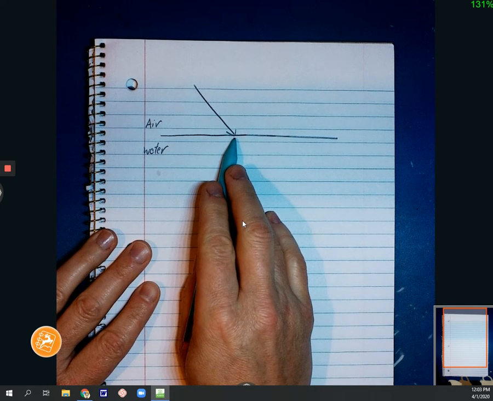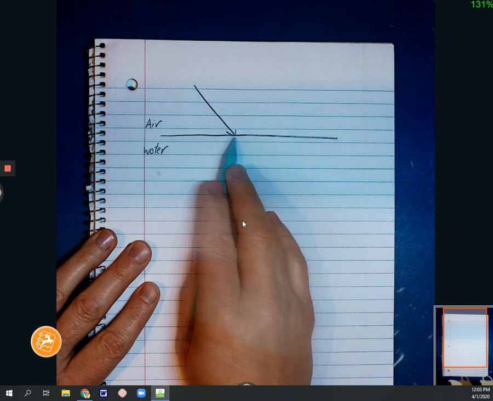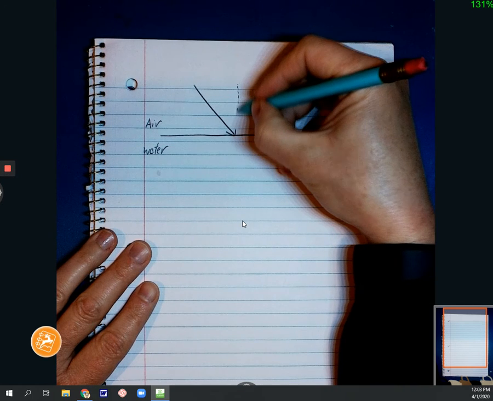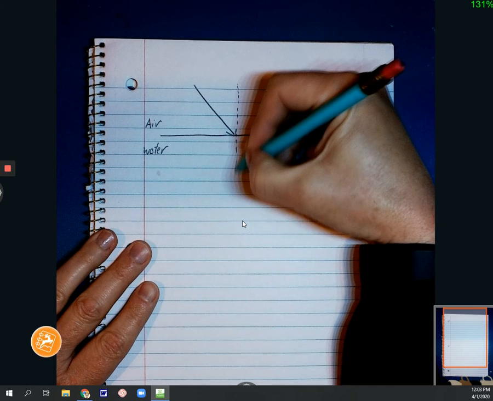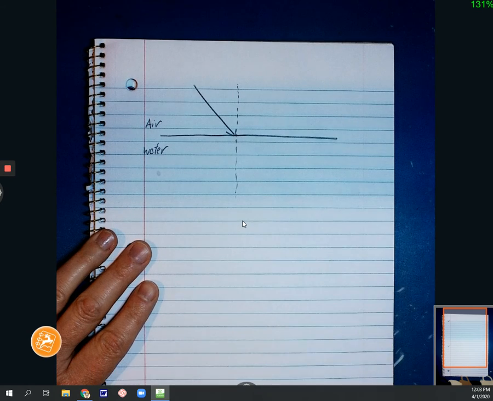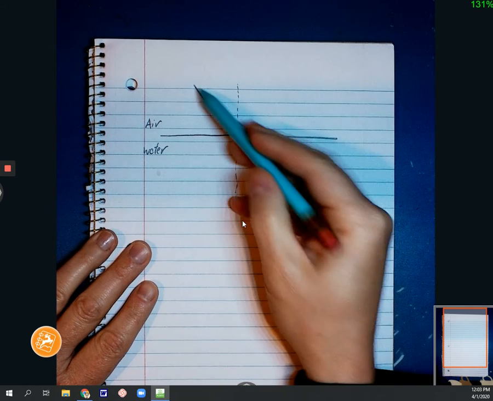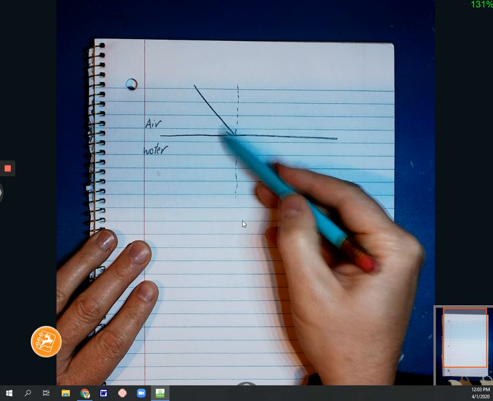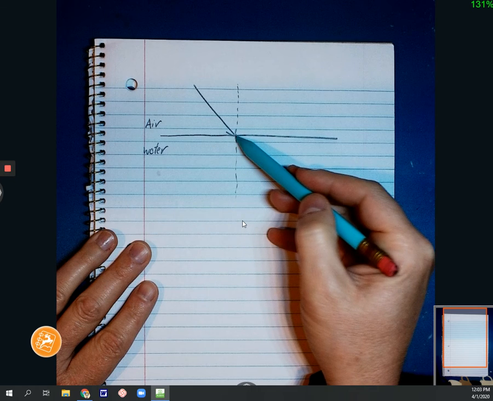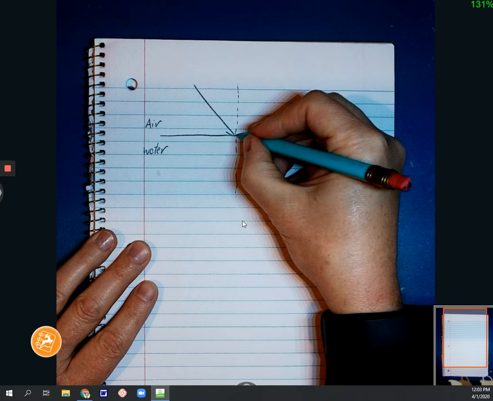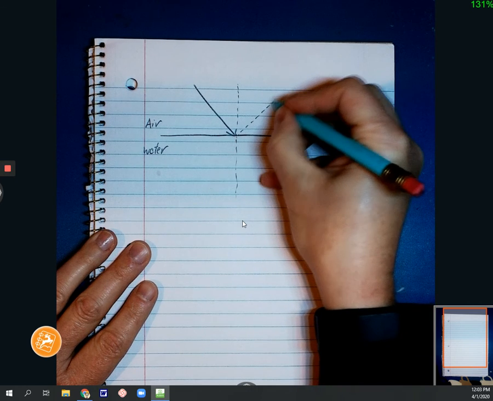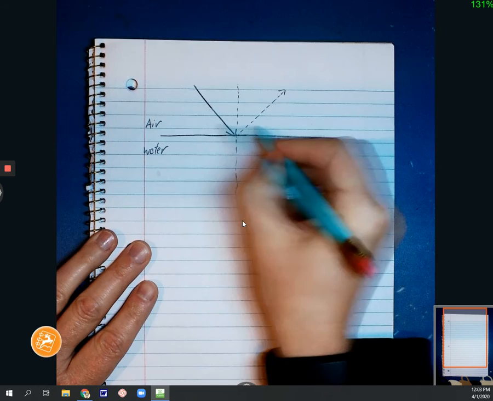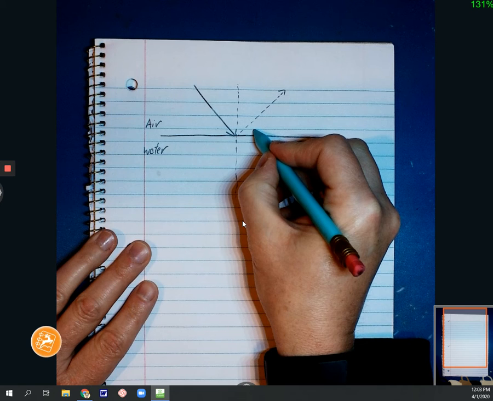One, the light may be reflected. Now, we're going to draw a line perpendicular to the surface of our medium. You already know in reflection that the angle of incidence, meaning the angle at which the light ray strikes that reflecting surface, is going to be the same as the angle at which it's reflected. So we know that this angle right here is congruent, or equal, to this angle right here.